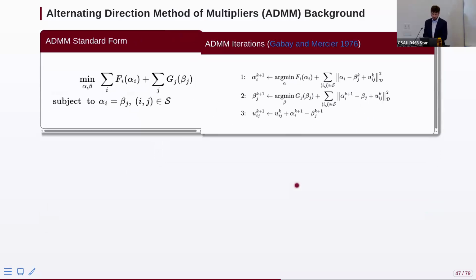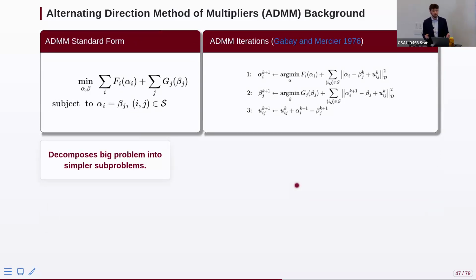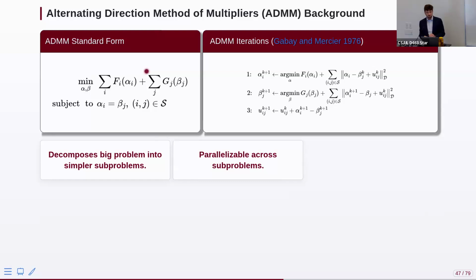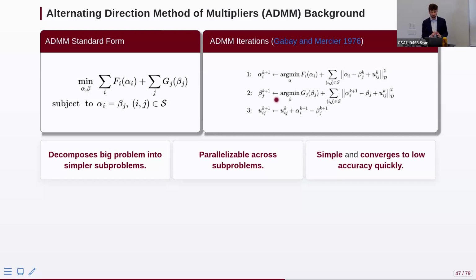So why do we like this algorithm? It decomposes big problems into simpler subproblems. So if I try to solve this all at once without doing any sort of decomposition, I'm going to be left doing really big operations. This is very useful. Additionally, what's nice is that steps 1 and 2 parallelize across the subproblems. So the alphas and the betas are all different, and so you can parallelize across this very well. And finally, the algorithm is super simple and it converges to a low accuracy solution relatively quickly, which is all we need for the graph of convex sets relaxations, because you don't want to solve an approximate problem very accurately. You want to solve the original problem accurately.